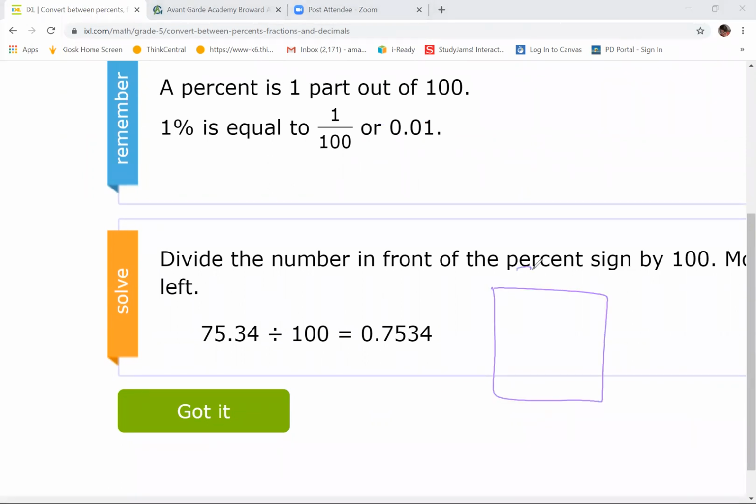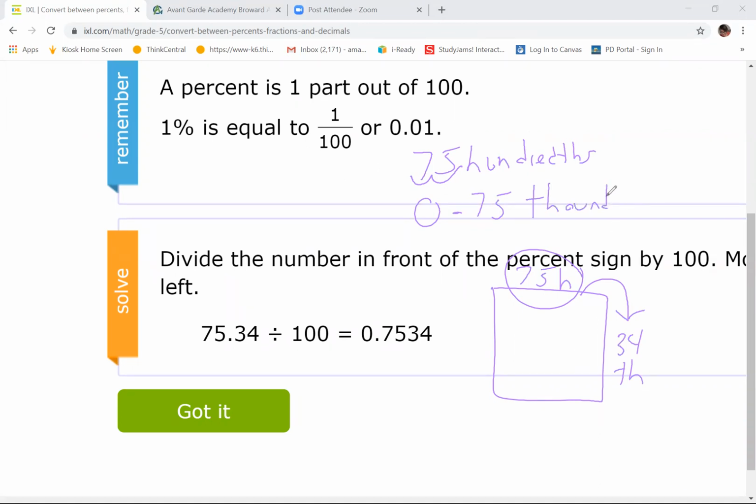frame, and we had 75 hundredths and we had 34 thousandths, we had to turn these hundredths into thousandths. And we do that by moving that decimal place, because 75 hundredths equals, move it, 0.75 thousandths, right? That doesn't go there. So what did they do? They took that decimal and they moved it 1, 2. And there's your new decimal.